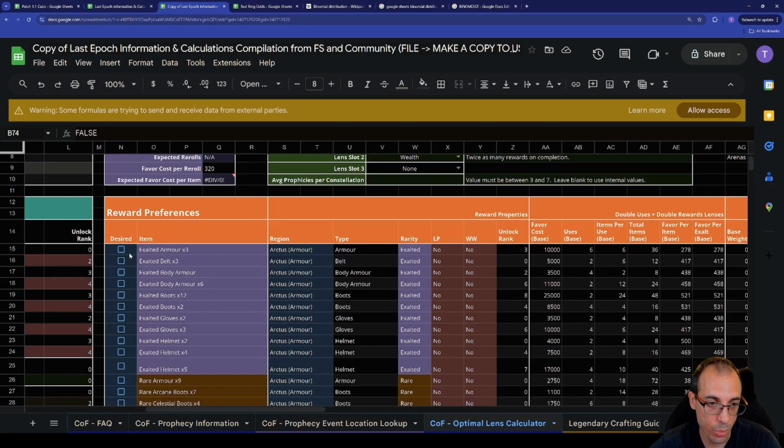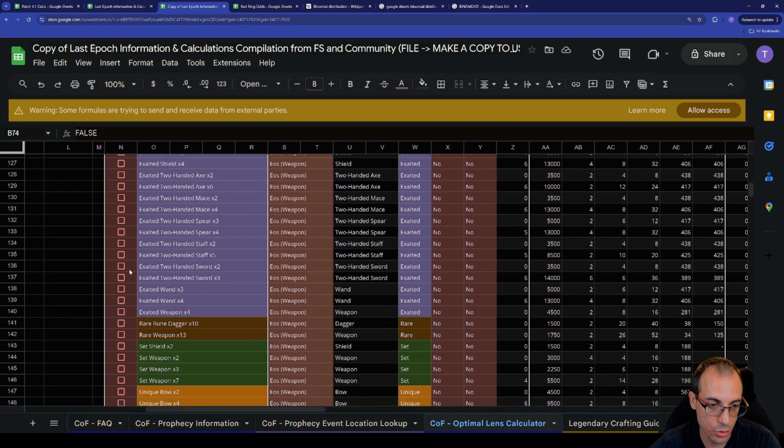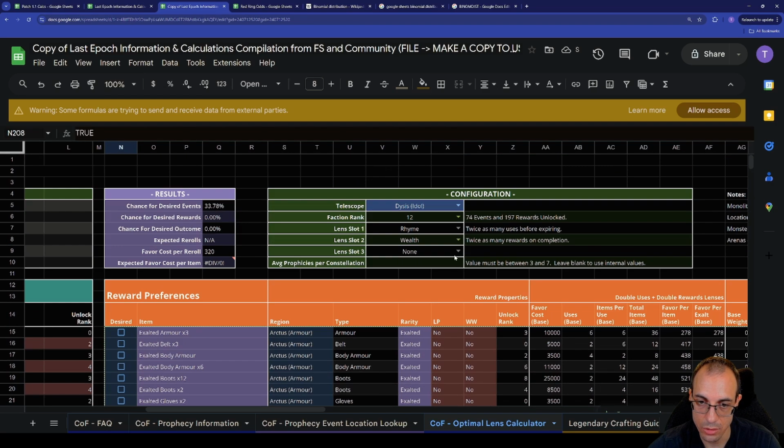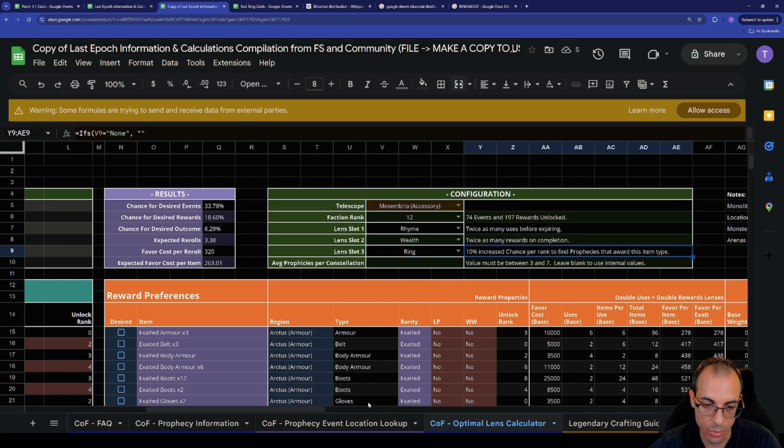And then for reward preferences, we only care about two, and it's the unique ring times 3 and unique ring times 7. We're also going to be applying Rhyme and Wealth. We need to switch this to Accessory and then apply Ring. I do believe this is the optimal setup we can go for.